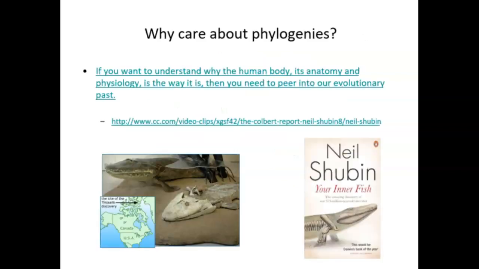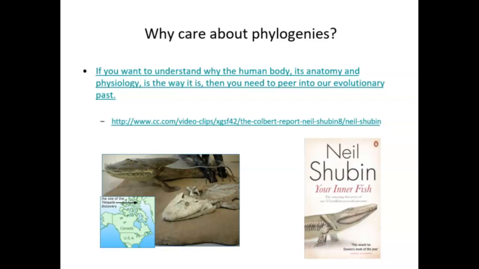So why should anyone care about phylogenies? Well, firstly, there's something to be said about how understanding evolutionary history can enhance one's appreciation for the wonder and beauty of the human story and the story of life on Earth. But more practically, since many of you are headed into healthcare, let me paraphrase what Dr. Neil Shubin said. He said that if you want to understand why the human body is the way it is, then you need to peer into our evolutionary past.